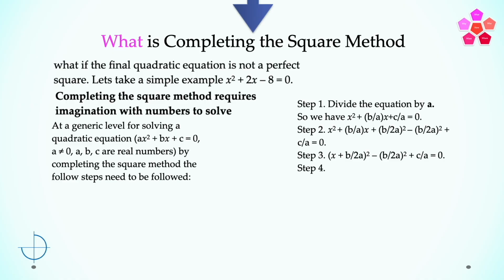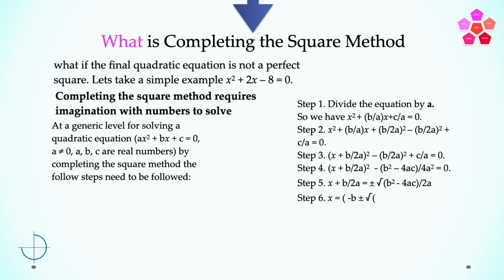Step 4 would be converting this entire thing using the completing the square method. Fifth step, where x plus b by 2a is equal to plus minus under root of b squared minus 4ac divided by 2a. With step 6, we determine the value of x as minus b plus minus under root of b squared minus 4ac as a whole divided by 2a. This is called the quadratic formula.